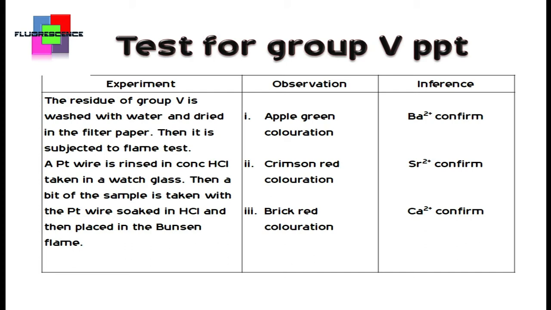If you get an apple green coloration, it indicates the presence of barium ion. If you get crimson coloration, crimson red color, it indicates the presence of strontium ion. If you get a brick red coloration, it indicates the presence of calcium ion.